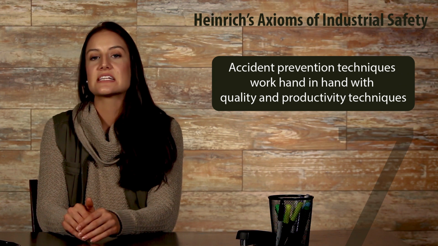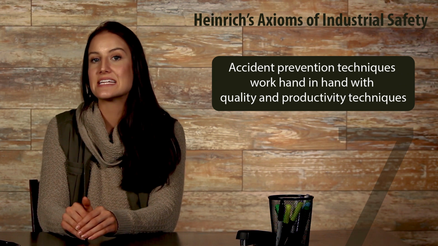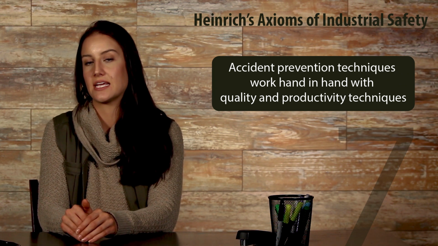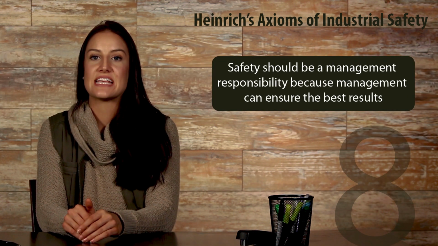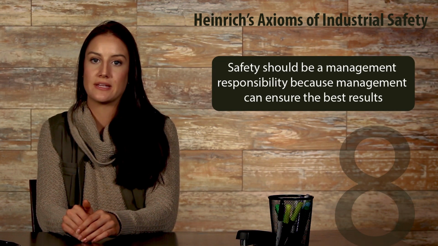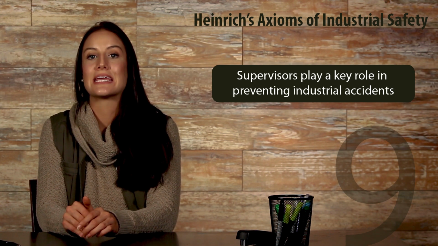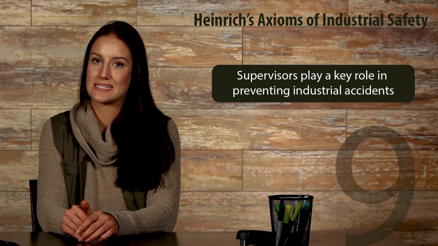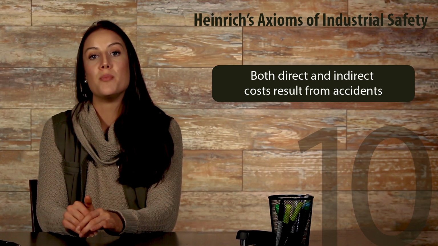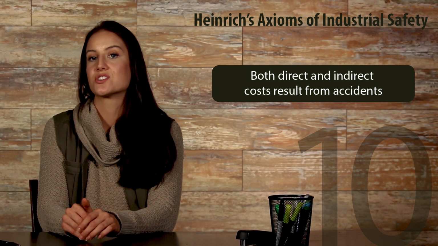Number 7. Accident prevention techniques work hand in hand with quality and productivity techniques. Number 8. Safety should be a management responsibility because management can ensure the best results. 9. Supervising plays a key role in preventing industrial accidents. And number 10, both direct and indirect costs result from accidents.